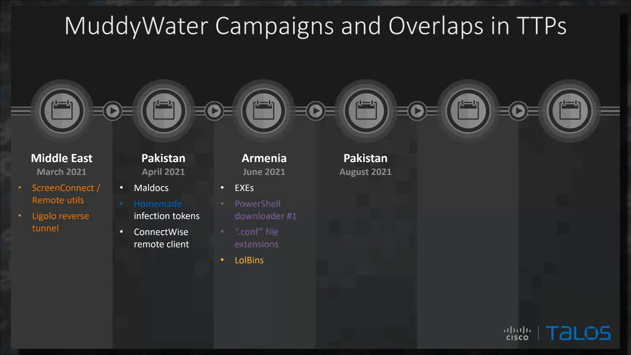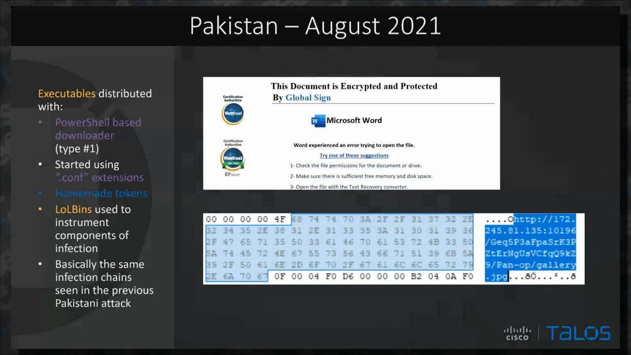Basically, the infection chain is the same. The payloads are the same. The same kind of TTPs have been used against entities in Pakistan. We see the use of the same type of executables that use the exact same type of PowerShell downloader. They use the same file extensions. They use the same type of lolbins. However, in this specific attack instance, we saw the attackers use homemade tokens again.